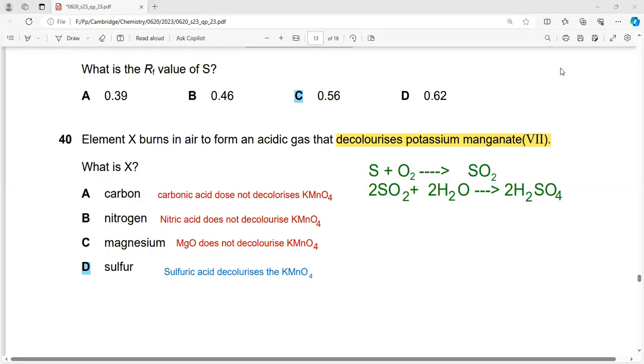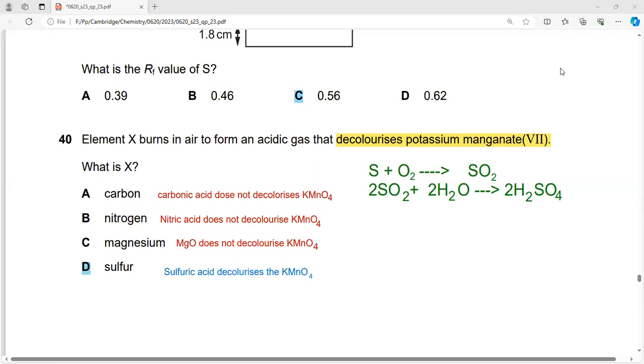In the same way, we have option B, nitrogen, which reacts with oxygen and produces nitrogen oxide. This further reacts with the water molecule and produces nitric acid. But this nitric acid also does not decolorize the potassium permanganate. So that's why it is a wrong option. In the same way, magnesium oxide is not decolorizing. Now when sulfur reacts with oxygen in air and produces sulfur dioxide, in turn that will react with the water molecule and produce sulfurous acid. This can easily decolorize the potassium permanganate. So that's a knowledge-based question here. So D is our correct option here.